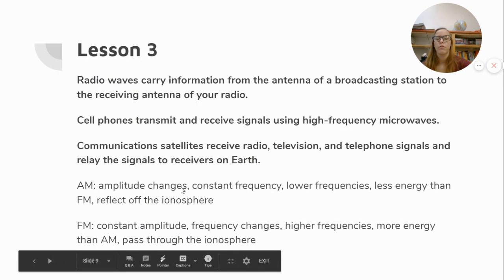AM, the amplitude changes. It has constant frequency, lower frequencies, less energy than FM, and reflects off the ionosphere. FM has a constant amplitude, frequency changes, higher frequencies, more energy than AM, and it passes through the ionosphere.